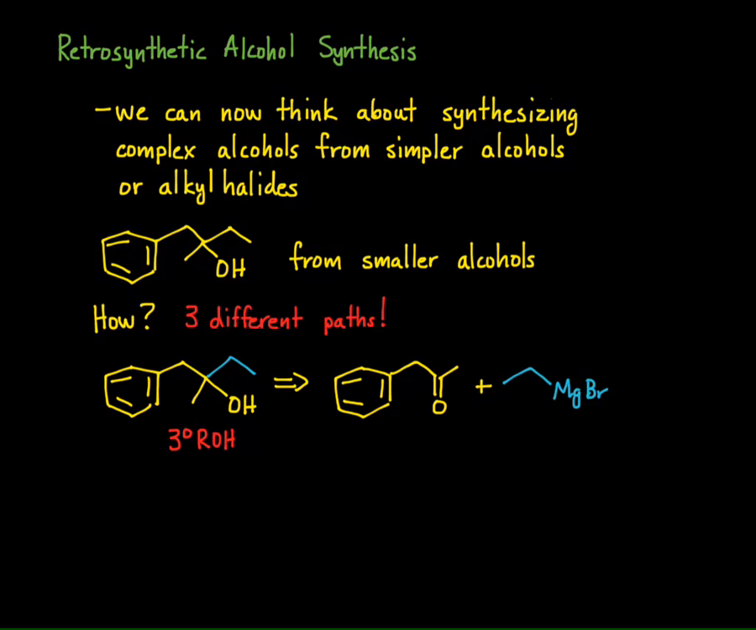Now, notice I was asked to make that tertiary alcohol from smaller alcohols, so I could make the ketone from an alcohol because I just learned how to oxidize alcohols. And of course, I can make the Grignard from an alkyl bromide. So if I have ethyl magnesium bromide, I can make that from ethyl bromide, and I can make ethyl bromide from ethanol, right? And that is one of the paths that I can choose to make this particular tertiary alcohol.